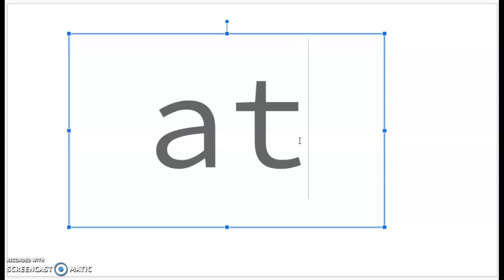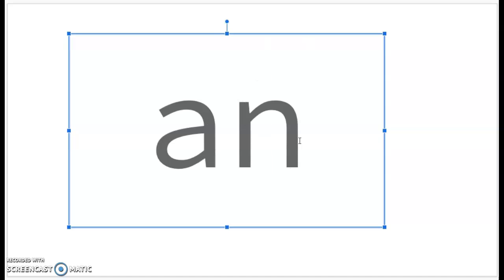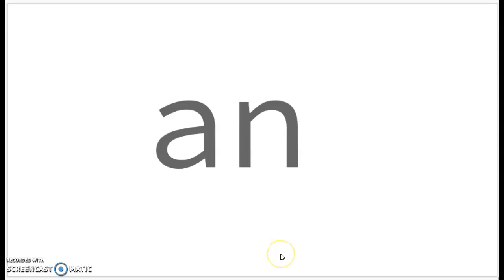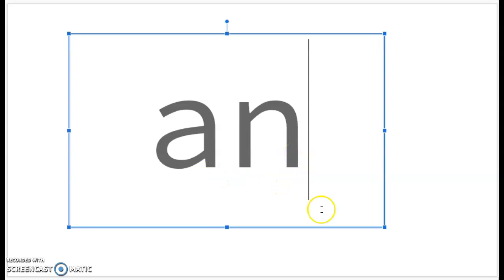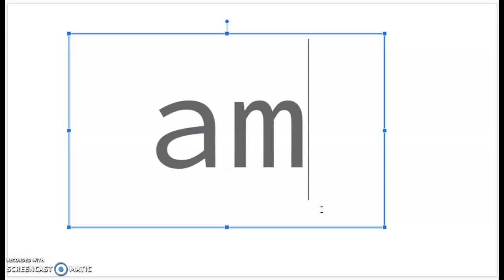What about the letter N? Another consonant. What does this word say? An. What about the letter M? Does A still say A? Am. Yes, it does, because it's followed by a consonant.